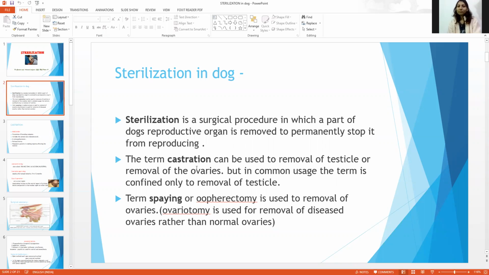This is used for both, either for removal of testicle or for removal of ovary, but it is most commonly used for the removal of testicle. And spaying is the term used for the removal of ovaries. Ovariectomy is the term used for removal of a diseased ovary, in which you think there is some diseased condition that cannot be cured, and then removal of the ovary is recommended. Removal of a diseased ovary is known as ovariectomy.